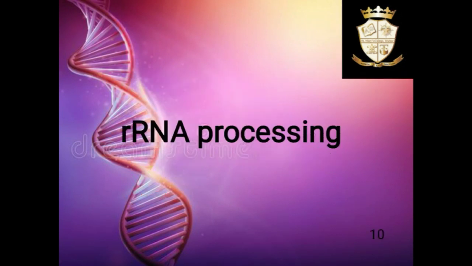And the second one is rRNA processing. rRNA means ribosomal RNA. The ribosomal RNA is different in prokaryotes and eukaryotes. The rRNA processing is different in prokaryotes and eukaryotes.